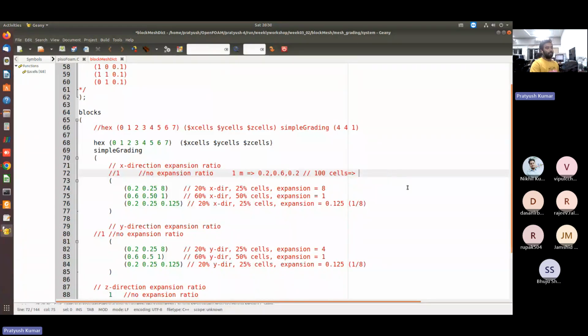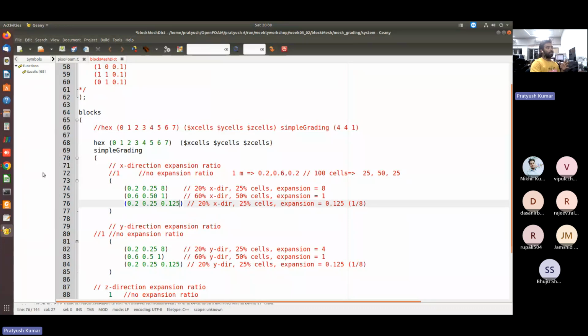So 25% means 25 cells, then 50 cells, and then 25 cells. Okay, so you can just sum this up. If you are talking in terms of percentage, this should be equal to 100, and if you are adding these terms as fractions, this should be equal to 1. So 0.25 plus 0.5 plus 0.25 should be equal to 1. So this second term should always be equal to either 100% or equal to 1. Now this last term is for the expansion.